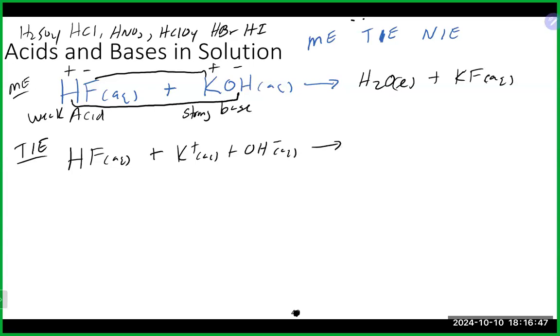Should I break apart water? I should not, otherwise it wouldn't be water. So a pure liquid there, we would keep together. And potassium fluoride is a strong electrolyte, so it will break apart into potassium ions and fluoride ions. So this would be the correct total ionic equation in this case.